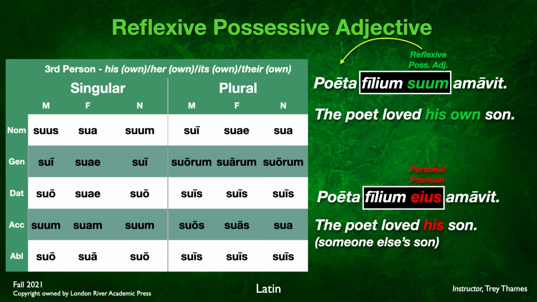And in English, we don't really have that. We say he loved his son. You're like, whose son? His own son? Somebody else's son? He ate his lunch. Did he eat his lunch? Did he eat somebody else's lunch? Here in Latin, we have the benefit of specificity.